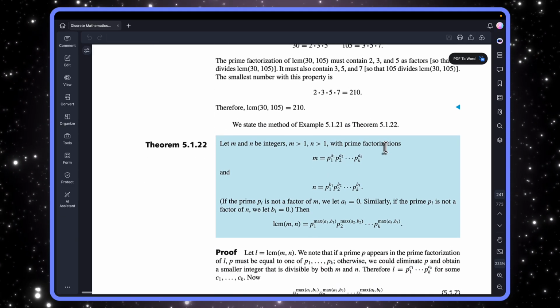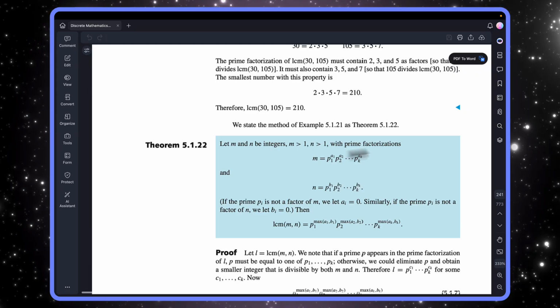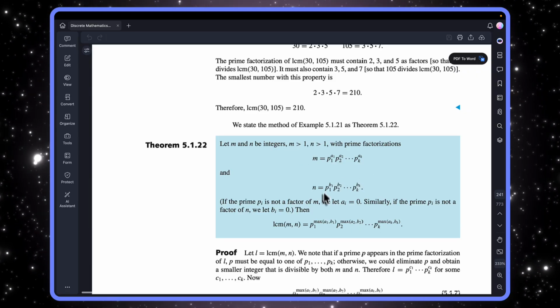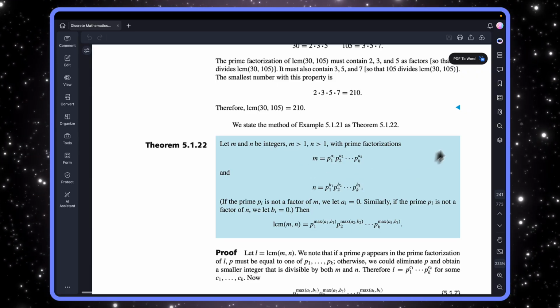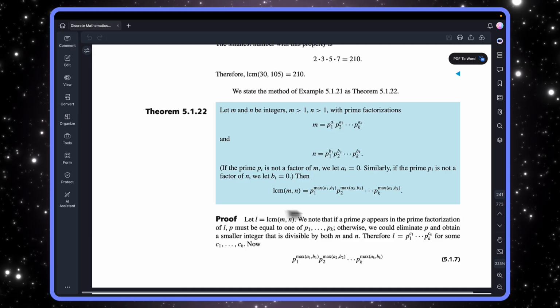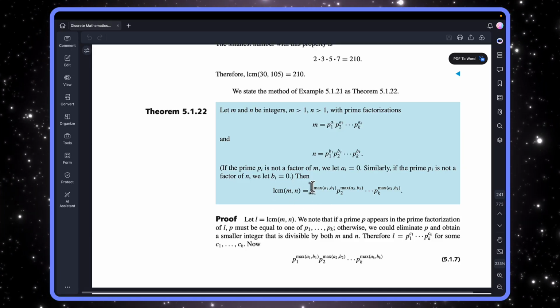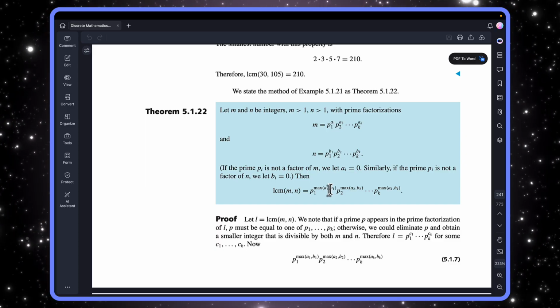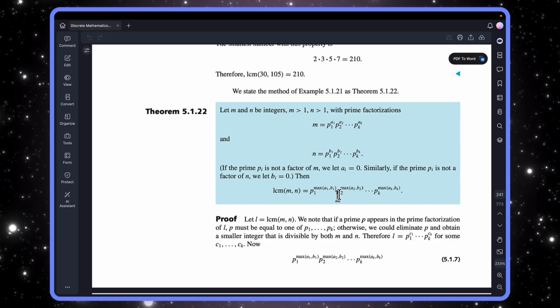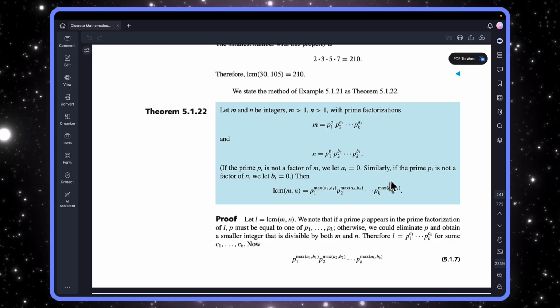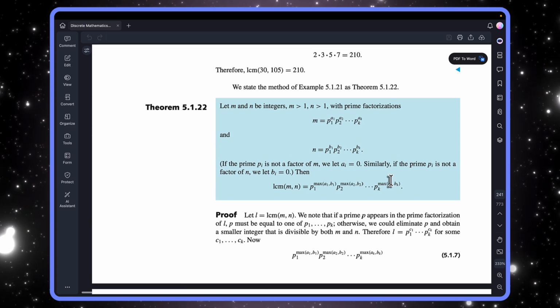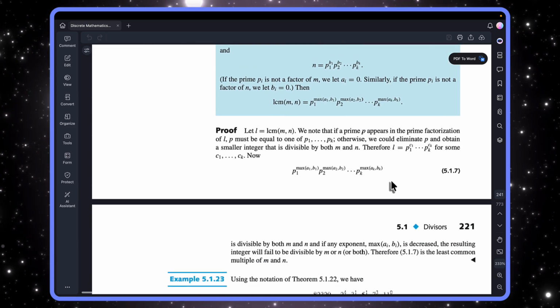This leads to a theorem. You have the same setup: you write down two numbers, m and n, using the same prime numbers. Then the least common multiple is the product of the p sub i raised to the maximum of a1 and b1, p2 to the maximum of a2 and b2, et cetera. That should make sense if you stare at it for a while.